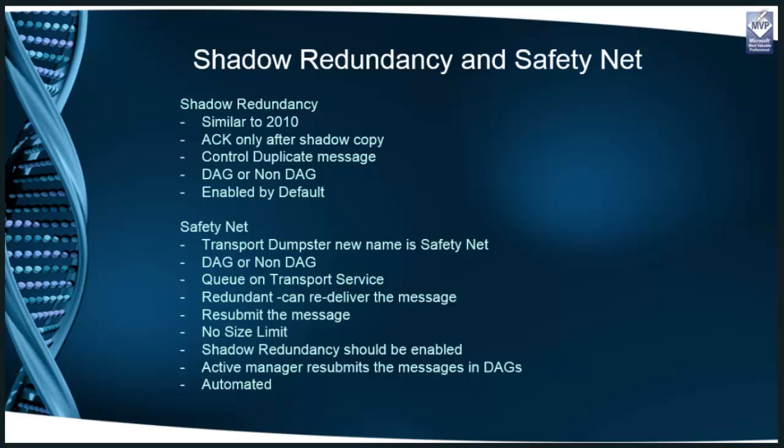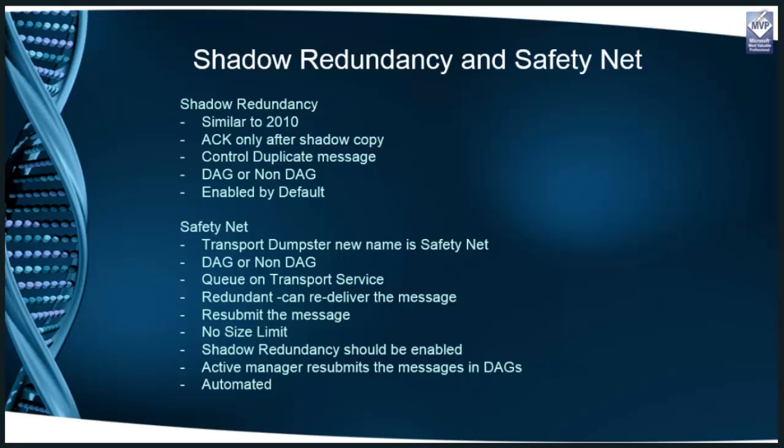Safety net provides redundancy by redelivering the message in case of loss in transition. Safety net is no longer a single point of failure. This introduces the concept of primary safety net and shadow safety net. So if primary safety net is unavailable for more than 12 hours, the resubmit request becomes shadow resubmit request, and messages are redelivered from shadow safety net.